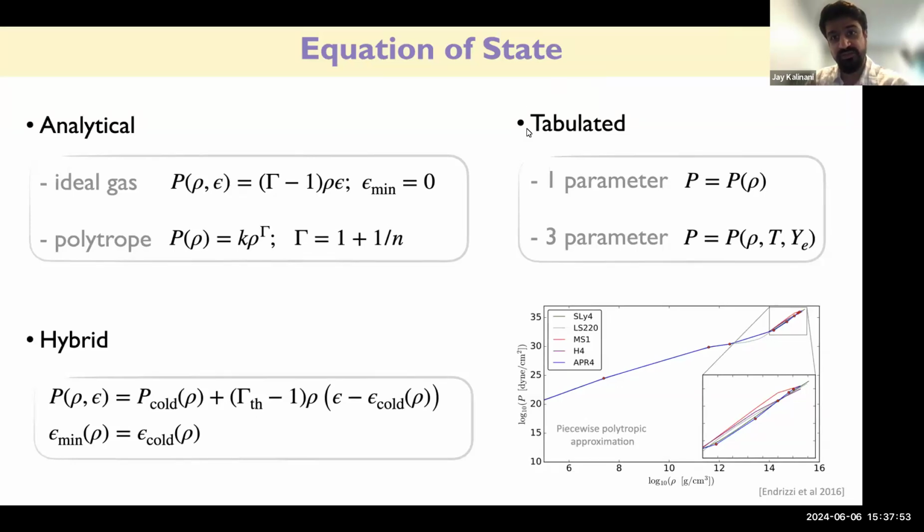Some codes also use a tabulated equation of state, which could be one-parameter, or even a more complicated composition- and temperature-dependent three-parameter equation of state, especially to simulate neutron stars.